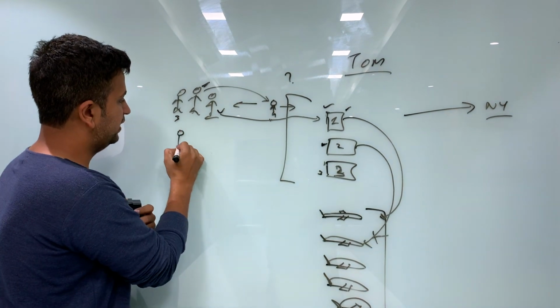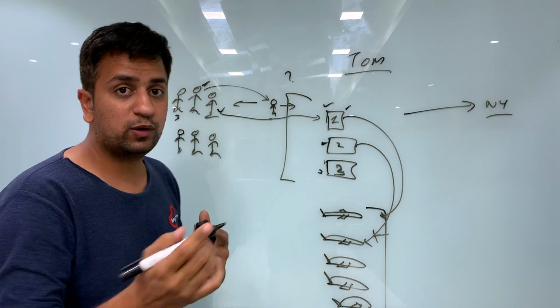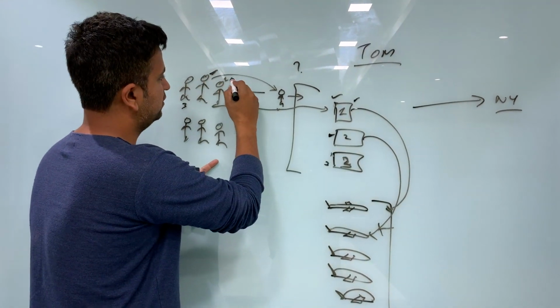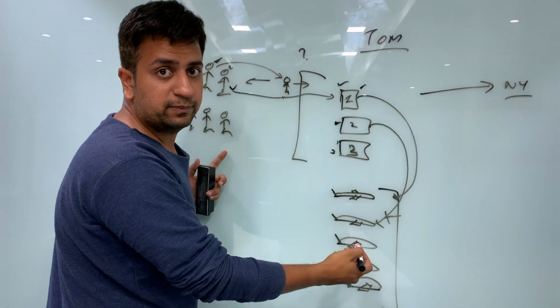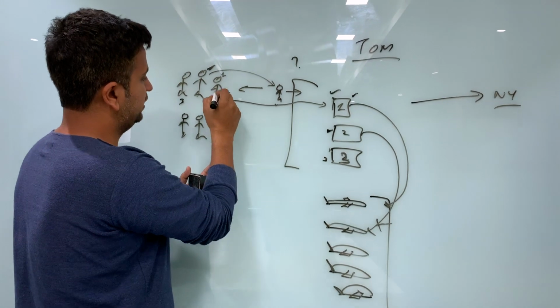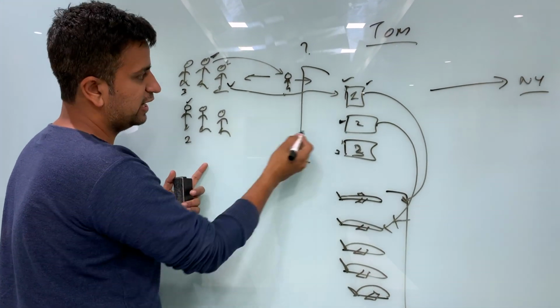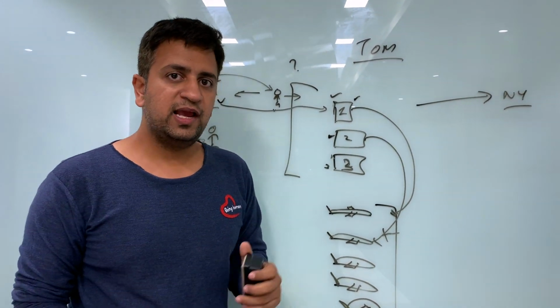Now there are another 3 new people who have come to the airport. What will happen? This guy will say, okay, the passenger who was at the first counter has moved to the aeroplane, right? So this new passenger will be assigned counter number 1. This passenger will again be assigned counter number 2. This passenger will be assigned counter number 3.